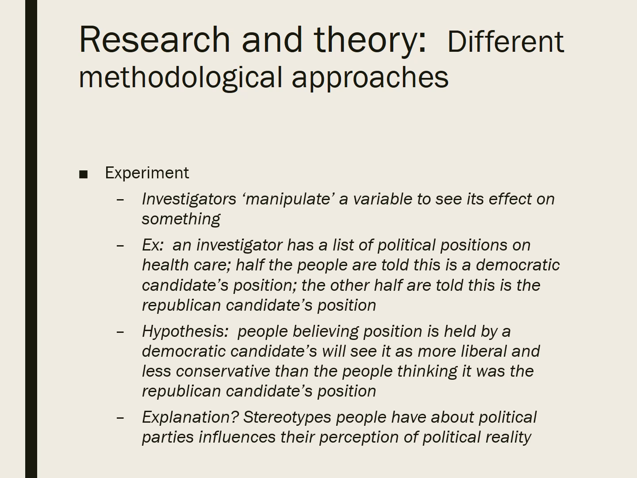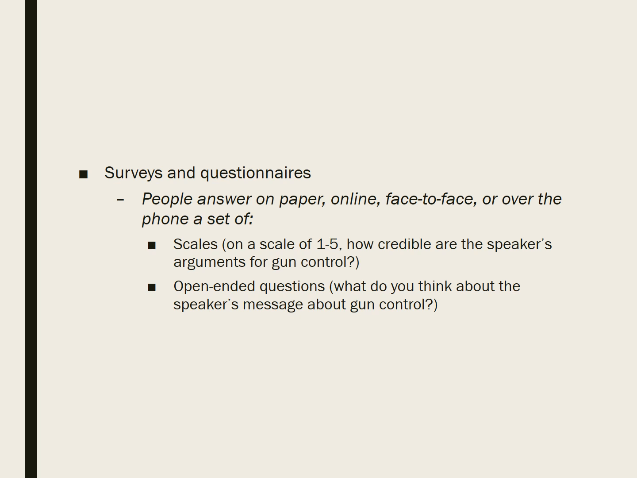So experiments are a very common way in which theories are tested, but you can also use surveys and questionnaires. On surveys and questionnaires, people answer either on paper or online, face-to-face, or over the phone, a set of scales, such as, on a scale of 1 to 5, how credible are the speaker's arguments for gun control? So let's suppose you've just listened to a speaker make a speech on gun control.